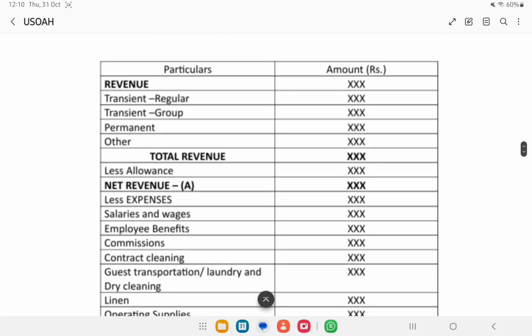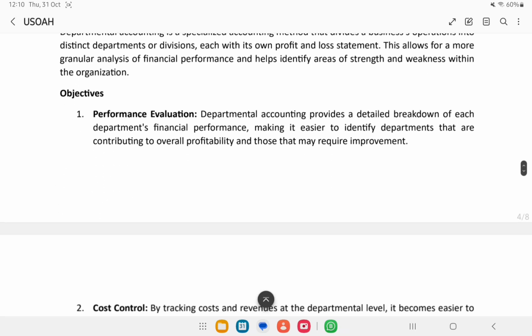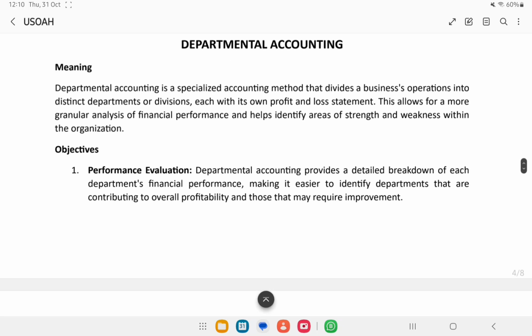Instead of following this USOHA, that little bit complicated process, you can follow departmental accounting. That is universal, so that is a little bit better. But from the point of view of exam, you will be either asked to prepare as per USOHA or departmental accounting. That depends. Now let's see.